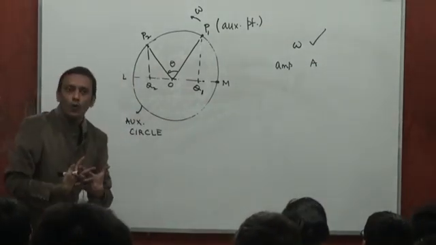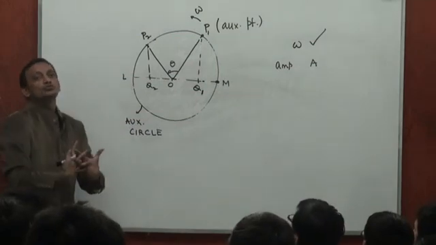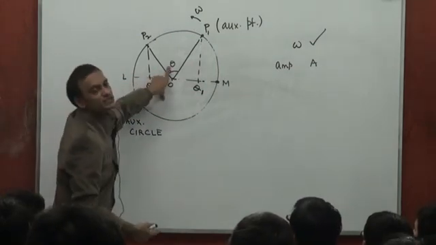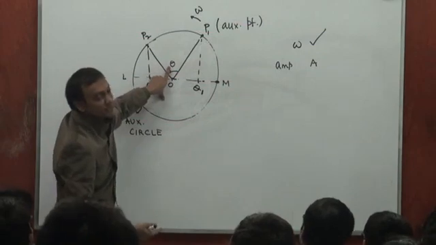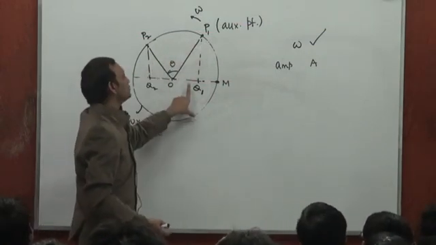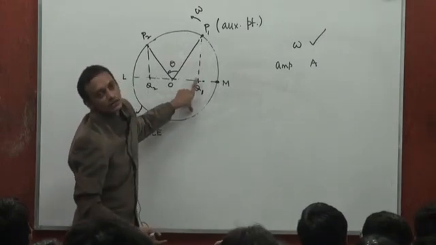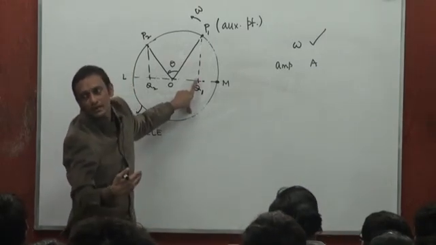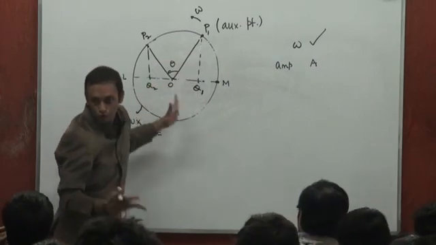And all that I need to do is to deploy geometry to find this angle. So from geometry, if I can find the angle theta, then I can deal with the time taken by Q to go from Q1 to Q2, right?